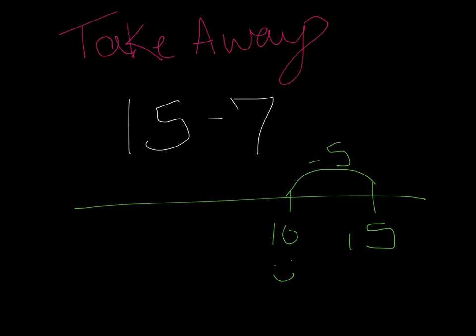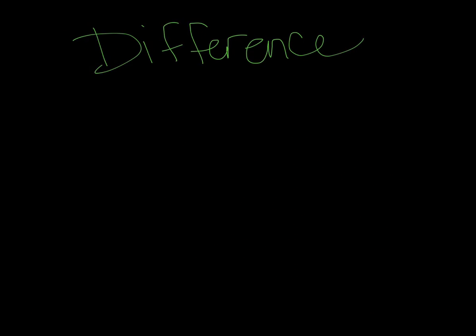And then, well, I need to take away 7, so I only have to take away 2 more, and that gets me to 8. So the thing for them to see in a takeaway model is that they have to take away all 7. Let's get that together. The 2 and the 5 are the 7 that they needed to take away, and where they end is the answer when you take away 7 from 15. Now, that's not the only way to view subtraction, though.